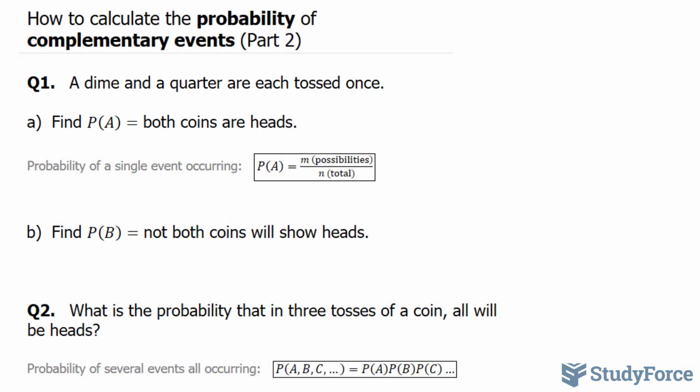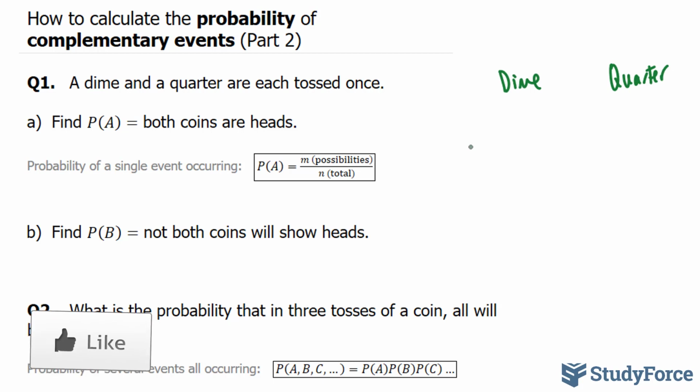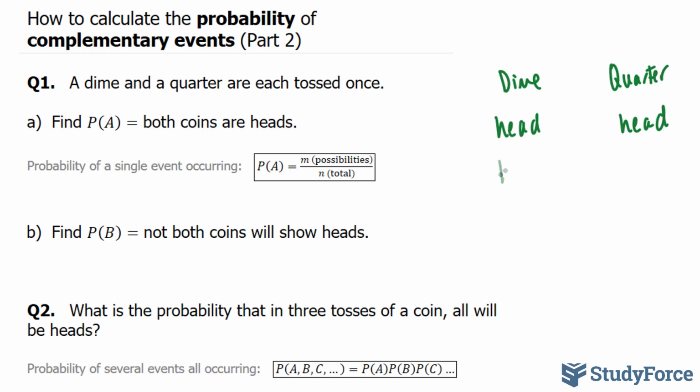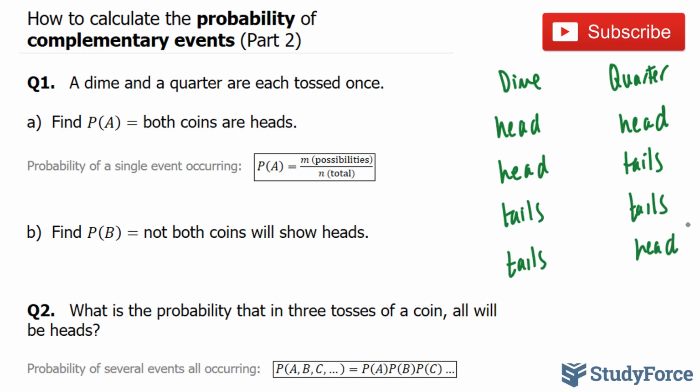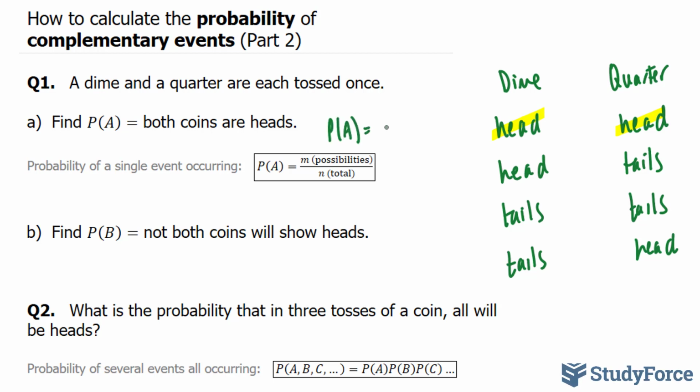Let's create a quick chart here where we have the dime and the quarter. There are 4 separate outcomes here: heads for the dime and heads for the quarter, heads for the dime and tails for the quarter, tails for the dime and tails for the quarter, and tails for the dime and heads for the quarter. Those are the 4 outcomes. So to find the probability of A, both coins being tossed heads, that is a 1 in 4 chance. So the probability of A is a quarter.